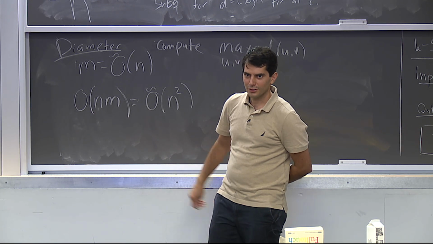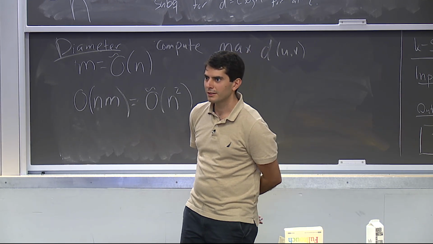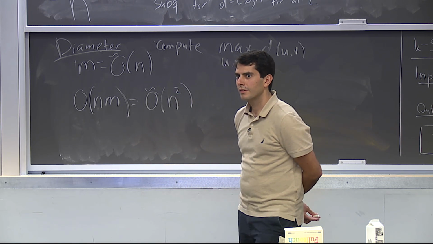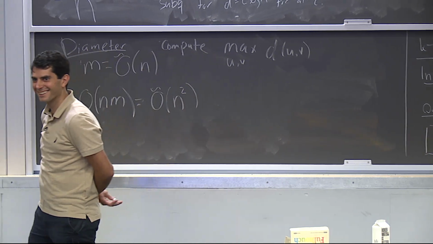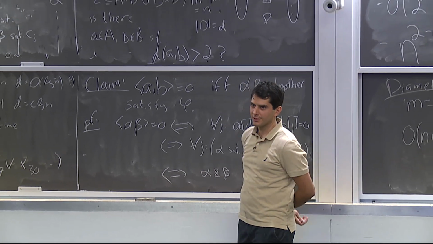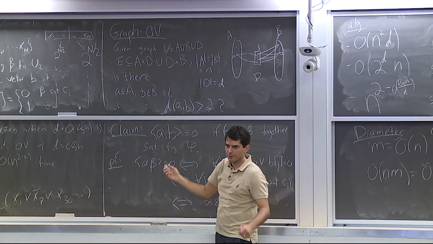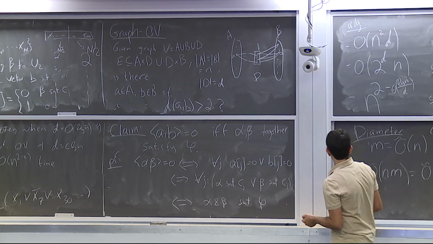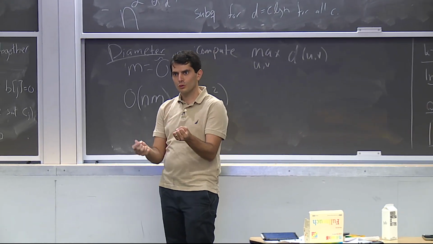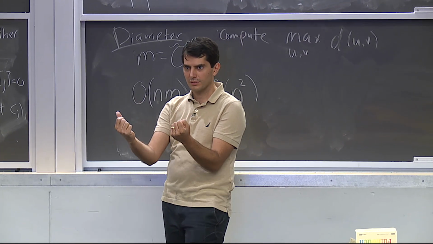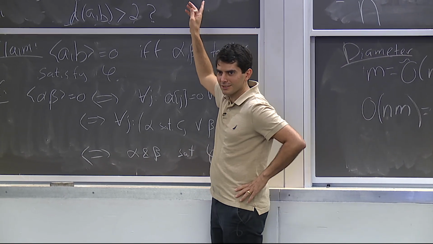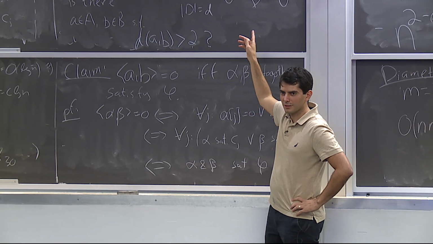So how do you show this hardness from OV? This problem is almost diameter, right? It's asking, is there a far pair? What we will show is that not even computing it exactly, but just saying, is the diameter 2 or is it 3? Just distinguishing these two cases is going to be hard. And it's almost this. It's not quite. Do you see why?